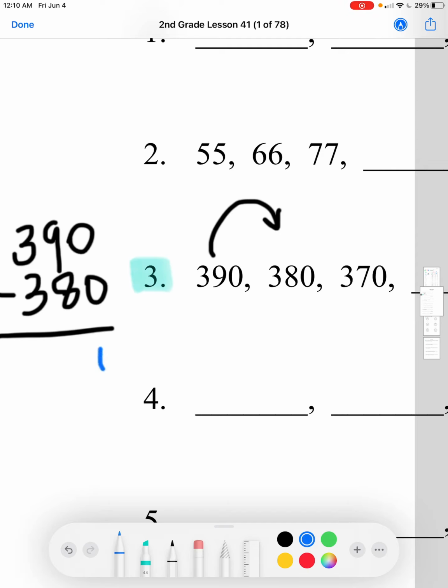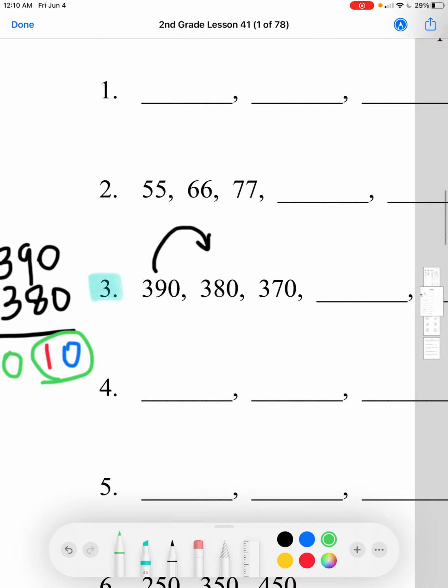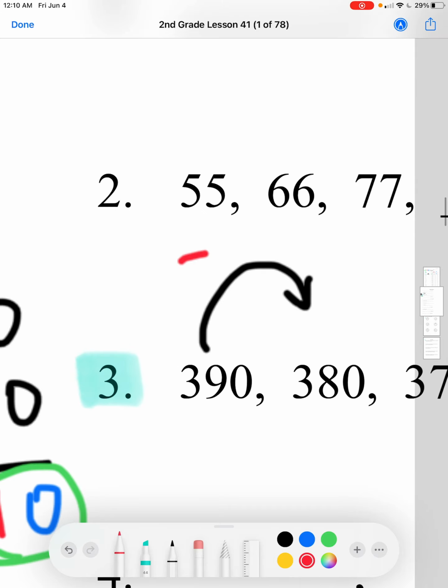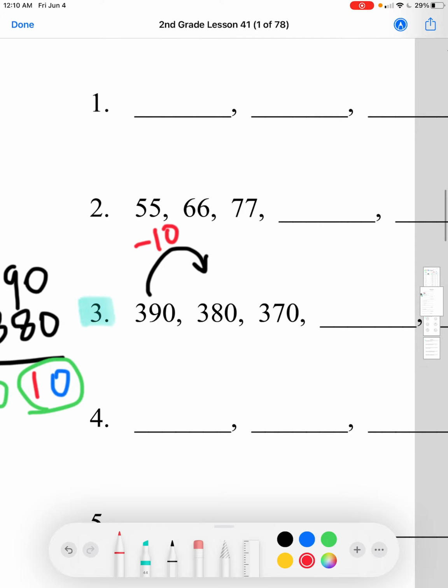So we have 0 minus 0, which is 0. 9 minus 8, which is 1. 3 minus 3 is 0. So that's just 10. Since we're going from big to small, we're subtracting 10. Taking away 10 to get to the next number.